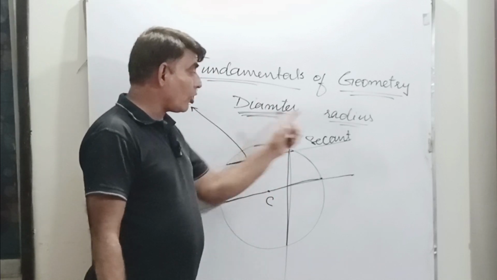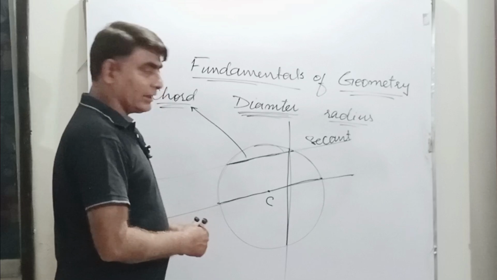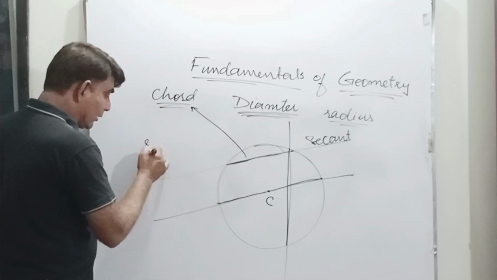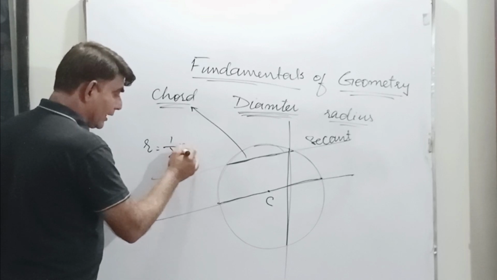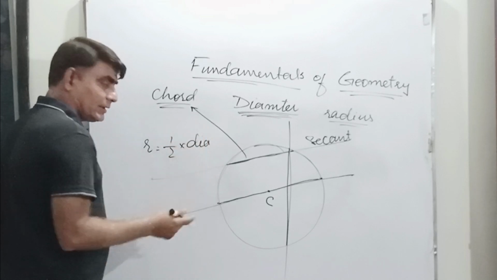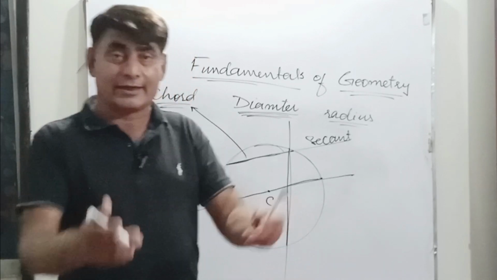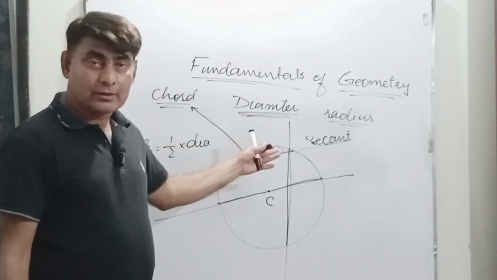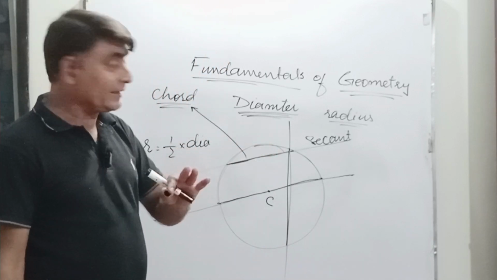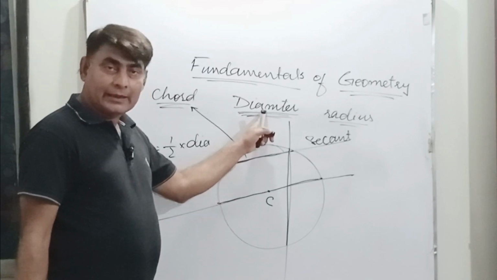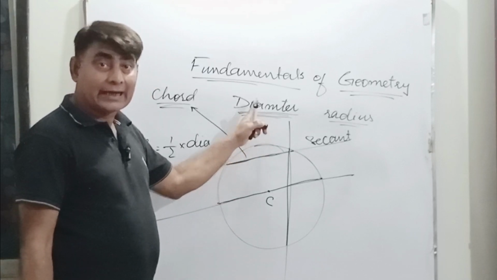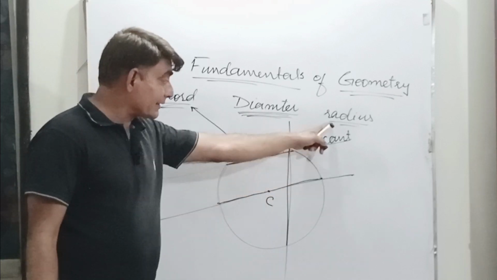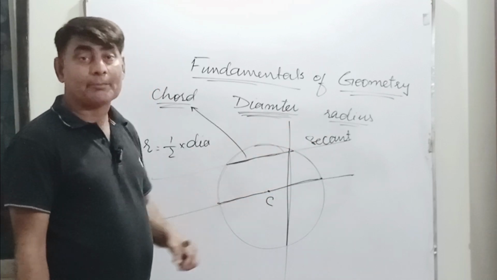Half of the diameter is called the radius. So there is a relation between diameter and radius. The radius is equal to half of the diameter, or one can say the diameter is twice the radius. But the main thing, again I am repeating: a diameter is a chord that passes through the center, and the radius is half of the diameter.